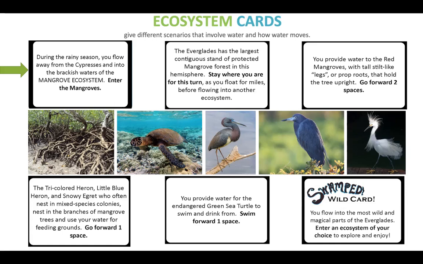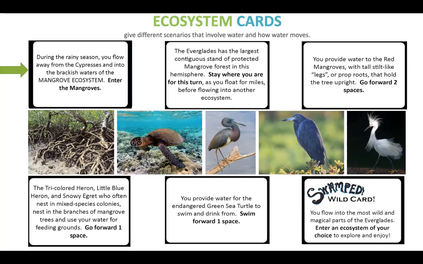During the rainy season, you flow away from the cypresses and into the brackish water of the mangrove ecosystem. Of course, you would get a token, which is very exciting when you enter the mangrove ecosystem. The Everglades has the largest contiguous stand of protected mangrove forest in this hemisphere. Stay where you are for this turn as you float for miles before flowing into another ecosystem. So some cards tell you to go forward, some tell you to stay where you are. Sometimes you have to wait for scientists to come in and study something or clean up some water, something like that.